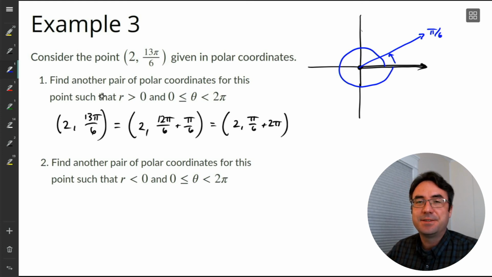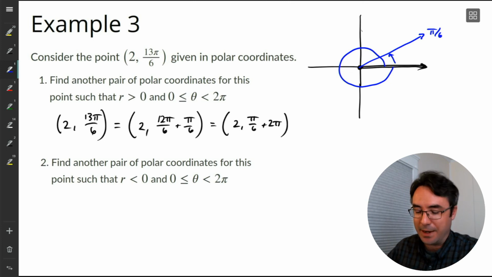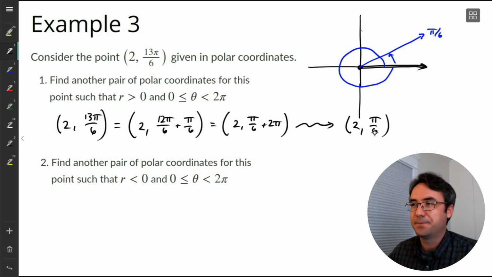So there's some redundancy here. To represent this point subject to these conditions, we can really just get rid of that 2 pi. And so another representation for this point is 2 comma pi over 6. So instead of going all the way around the circle and getting back to where we started, let's just cut that out and just do the pi over 6, the interesting part.